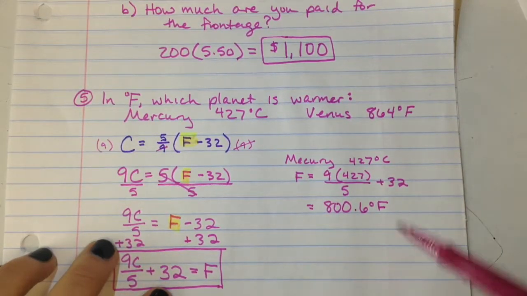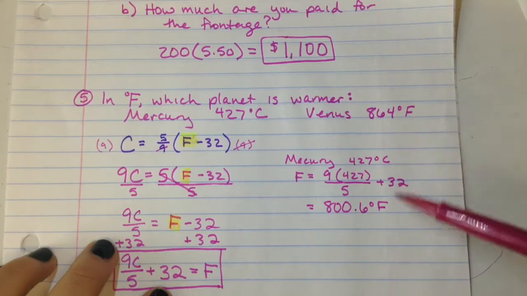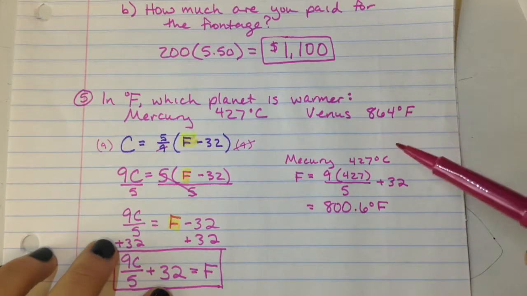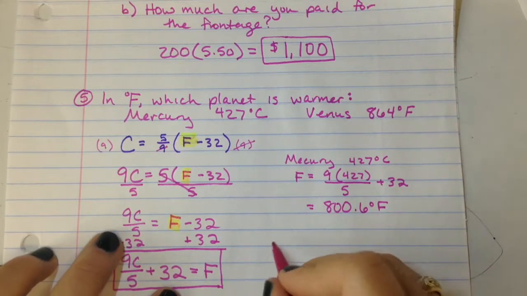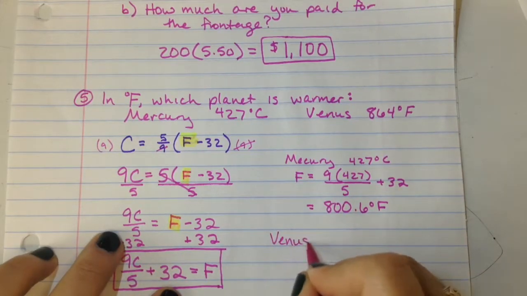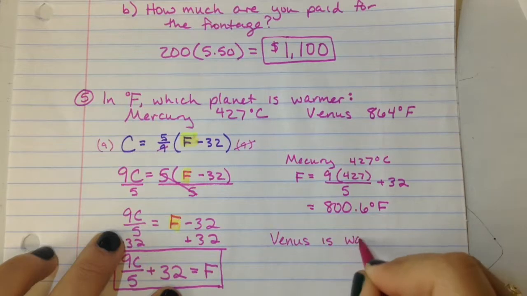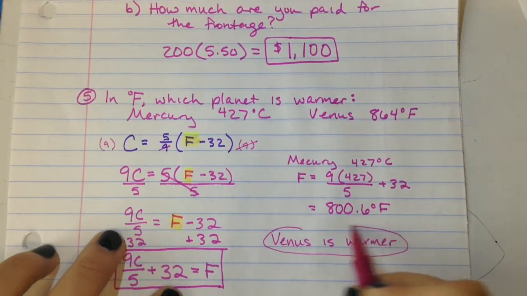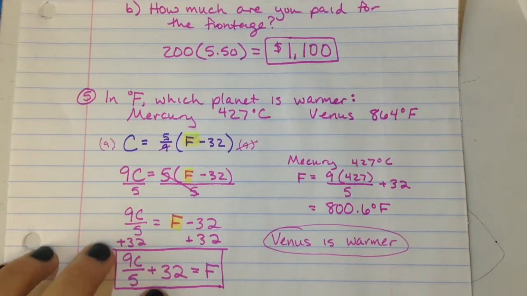Now, since they're both in the same degree, we can compare. Which planet is warmer? By comparing the two degrees Fahrenheit, since they're in the same unit, I can tell that Venus is warmer.